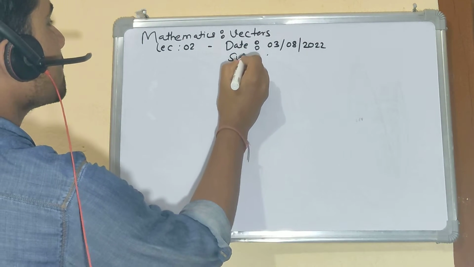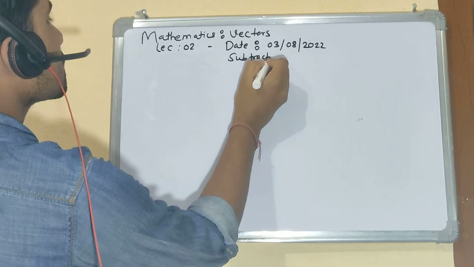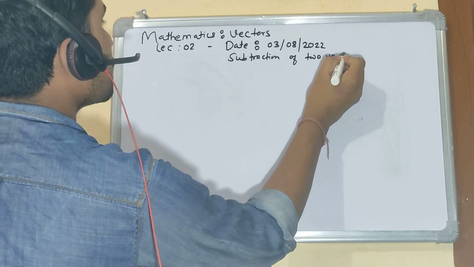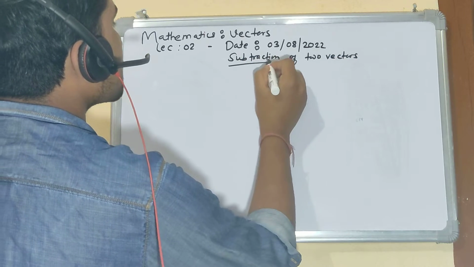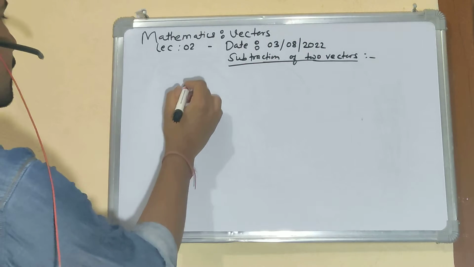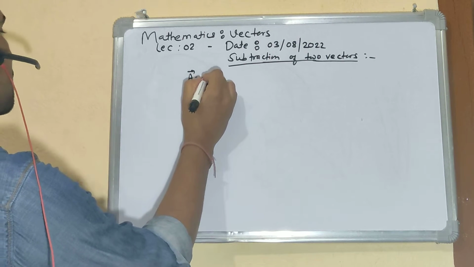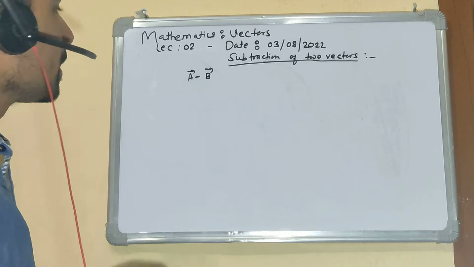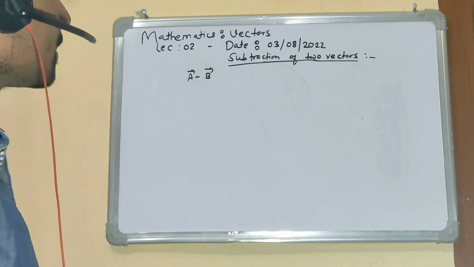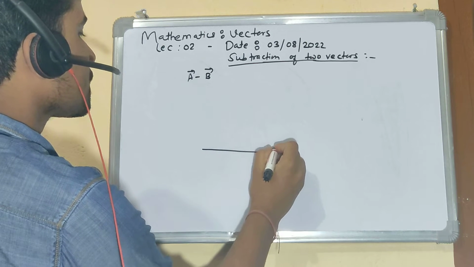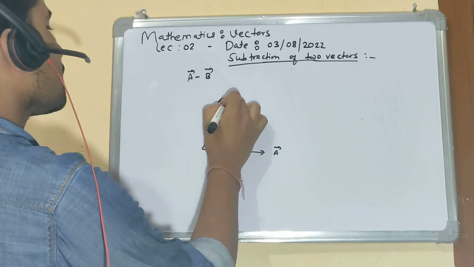So subtraction of two vectors, or the difference between two vectors, is the same as that. Let's say we have to calculate A vector minus B vector. Okay, let's understand this with a diagram. So let's say this is A vector, this is B vector.